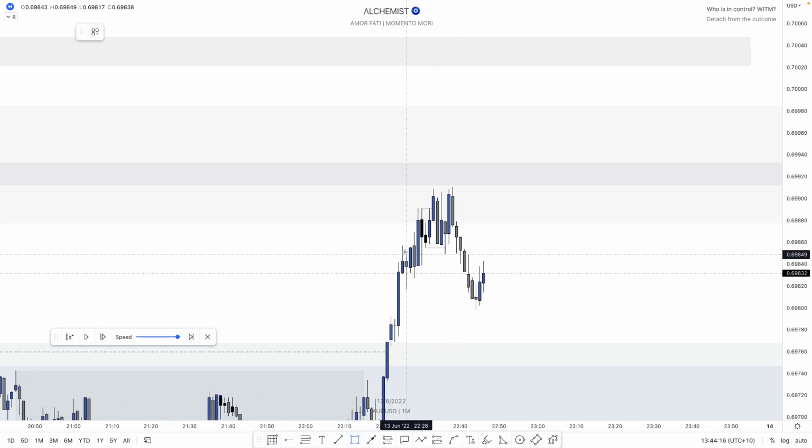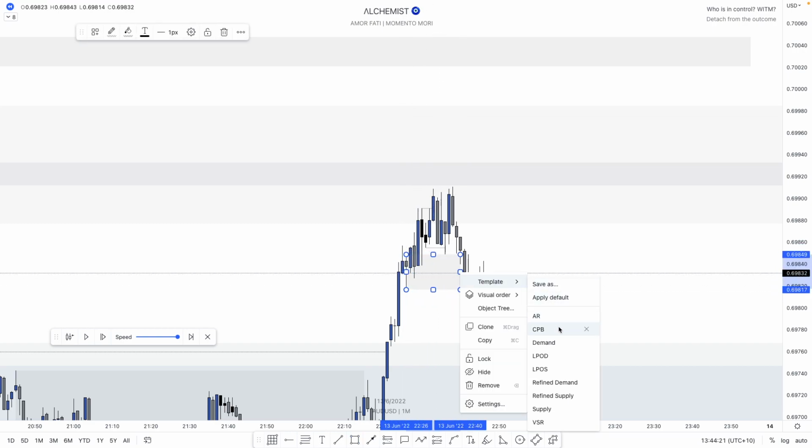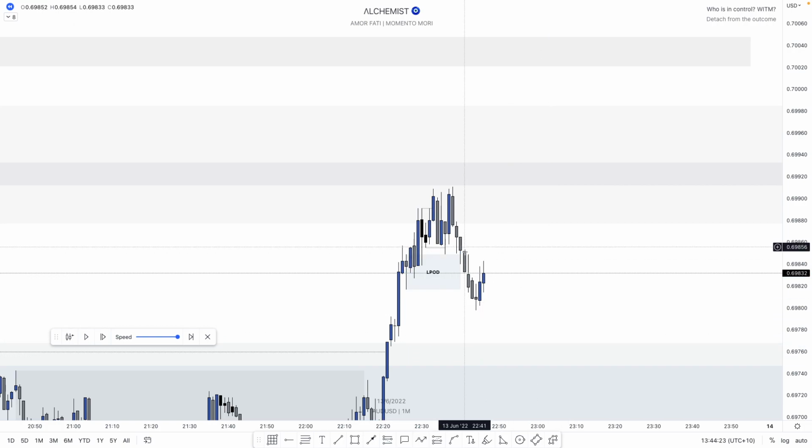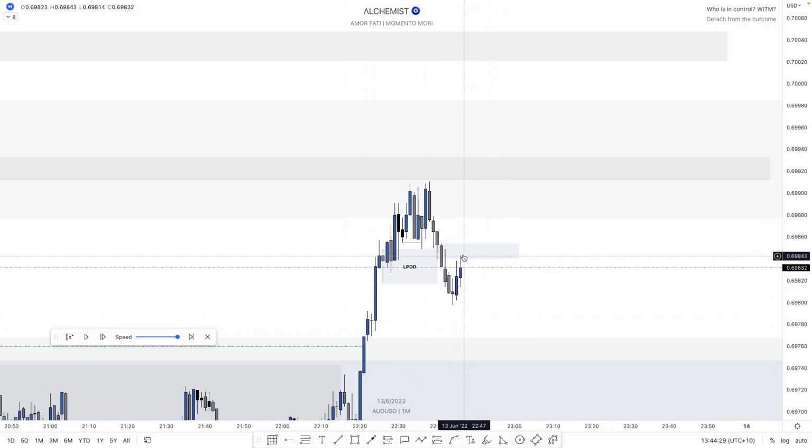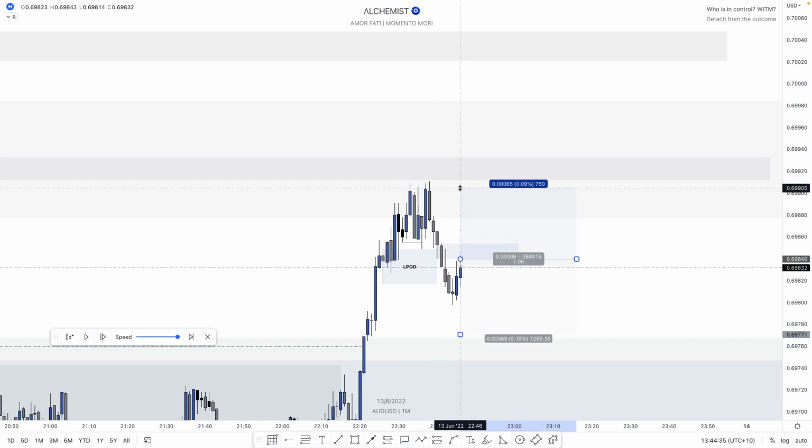We can see here that we had some interaction in these buy to sell wicks, so this to this. That's where price is currently trading. But again, I would not be placing a sell order off of here, as I haven't yet seen one of my liquidation models play out.